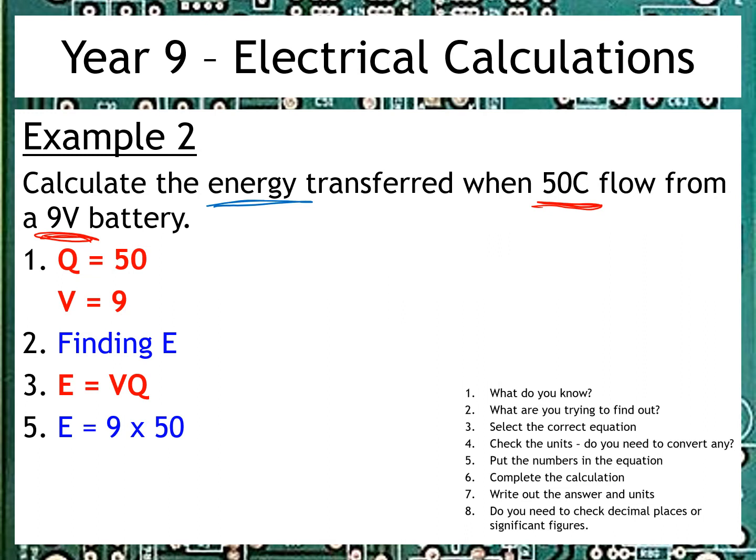And then we can complete the equation. Nice and easy, this one. We'll just go straight to 9 times 50 is 450. And then we put joules, which gives us the units at the end. Again, there's no particular requirement here for a certain number of decimal places or significant figures.